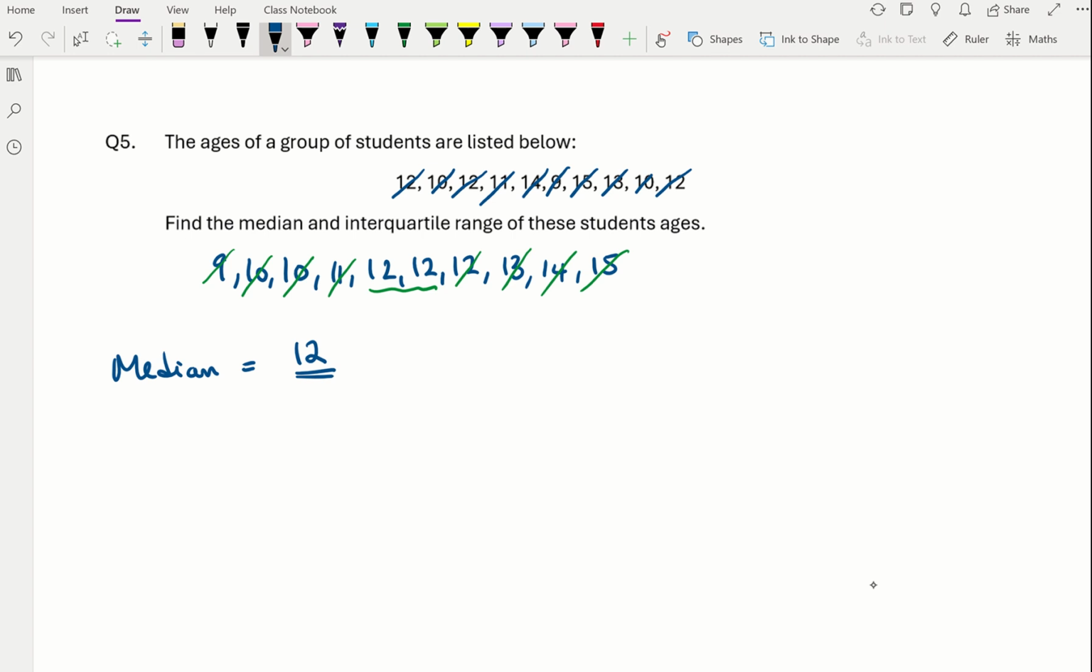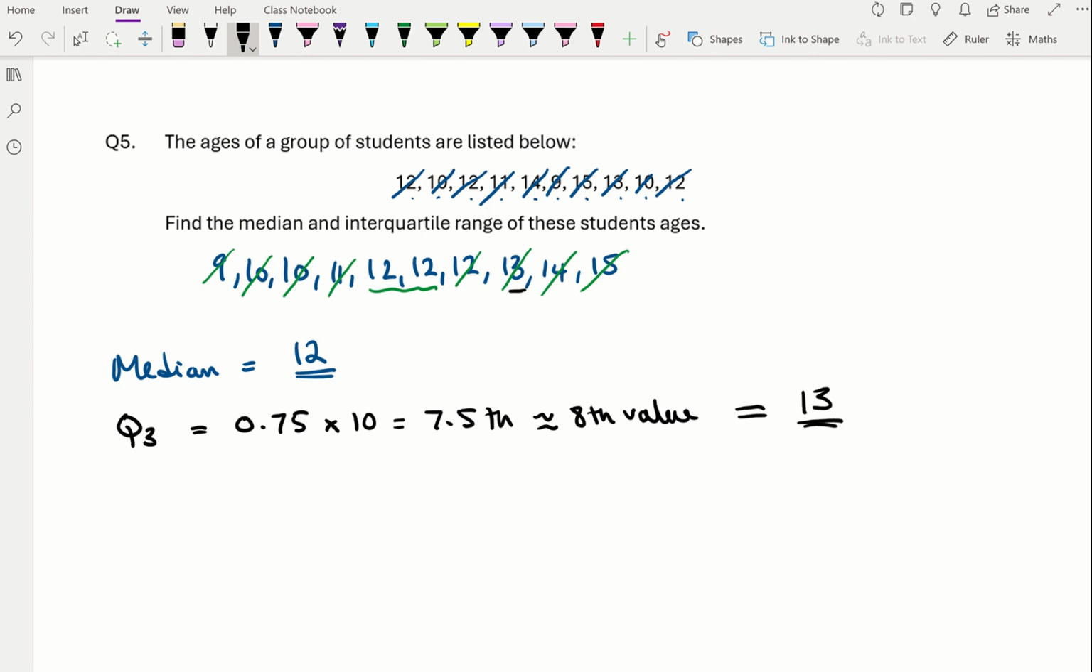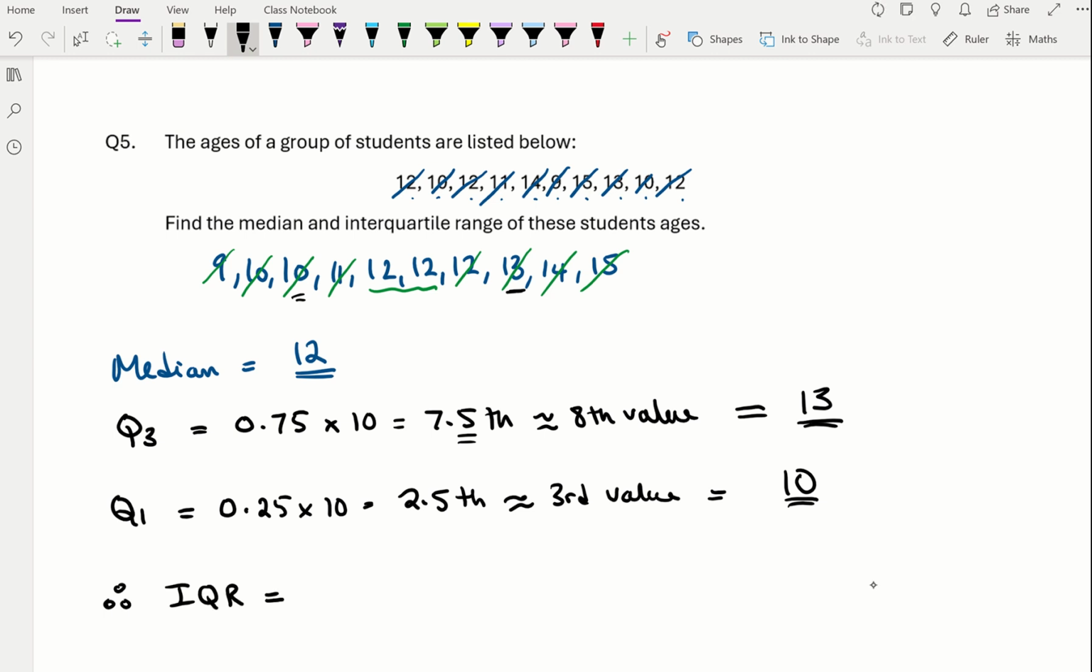Now, how many numbers do we have? I'm counting 1, 2, 3, 4, 5, 6, 7, 8, 9, 10. So to find the upper quartile, which is Q3, I do 0.75 times 10, which is the 7.5th or the 8th value. And the 8th value is 13. That's the 8th number. And you always round up, whether this is a 0.5 or below. And Q1, the lower quartile, is 0.25 times 10, which is the 2.5th or the 3rd value. And that's 10. Therefore, the interquartile range is 13 minus 10, which is 3.